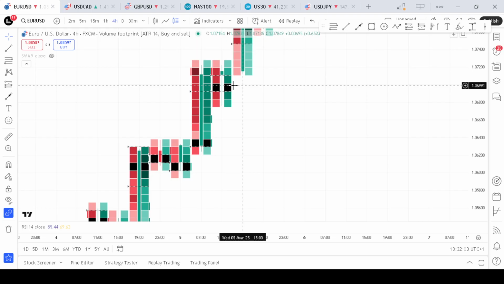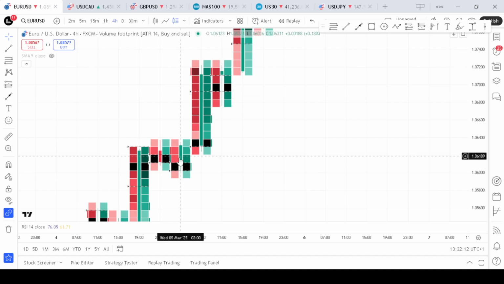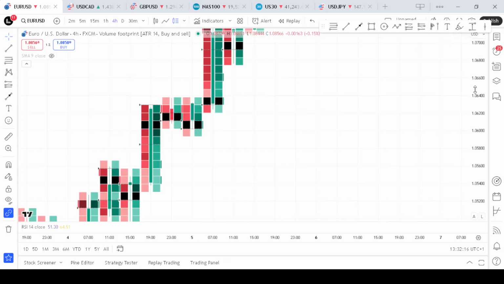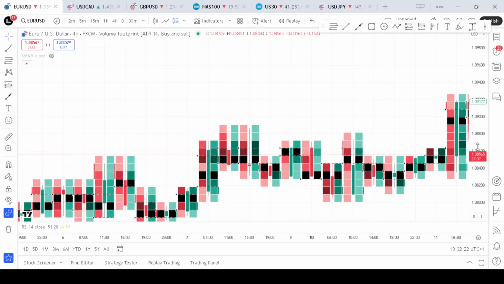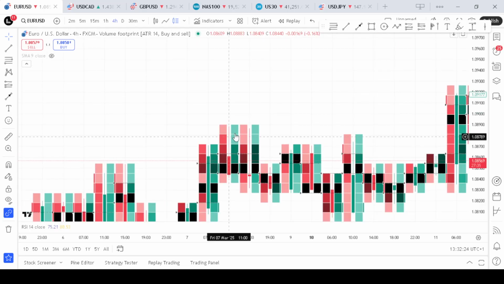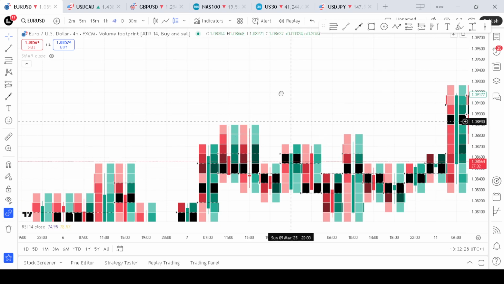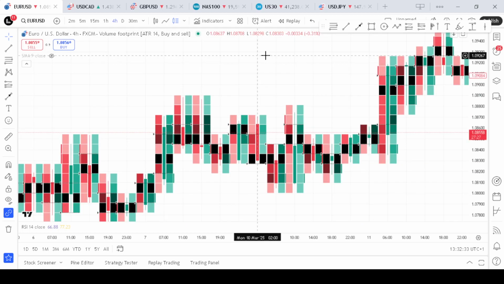Conversely, when price moves with declining volume in the opposite direction, it may signal a potential reversal. When there is declining volume, as we can see in this area, it indicates a potential reversal. To get the most from the volume footprint chart, consider using the delta view.